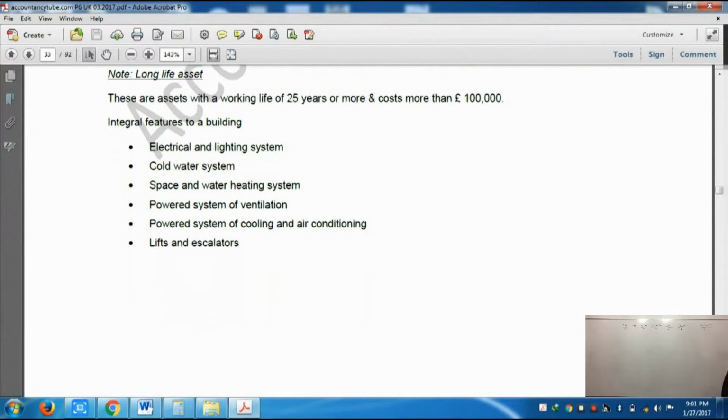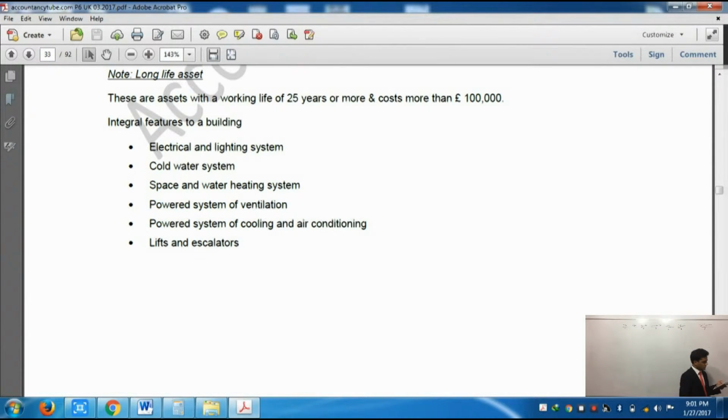Now before the list of assets given beneath that, there is a note given: long life assets are the assets which have a working life of 25 years or more, and which cost more than £100,000. Alright, so these are the long life assets. Whereas if you talk about the integral features of the building, the list is also given to you. Now integral features are simply the things which are very necessary to live in a building, like lighting in here, heating, cold water, something like that. So here's the list: electric and heating system, cold water system, space and water heating system, power system of ventilation, power system of cooling and air conditioning, and lifts and escalators.